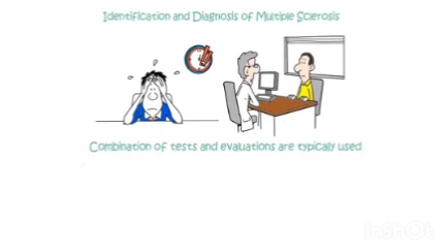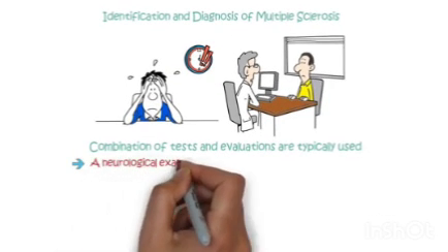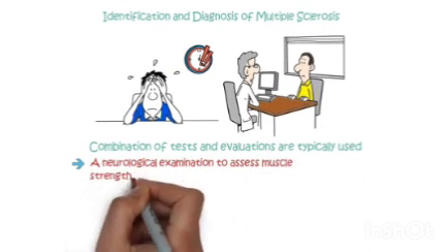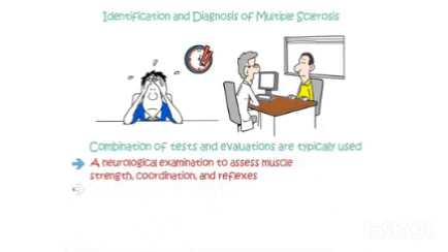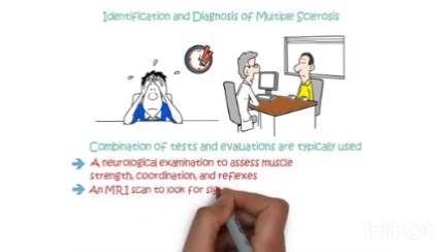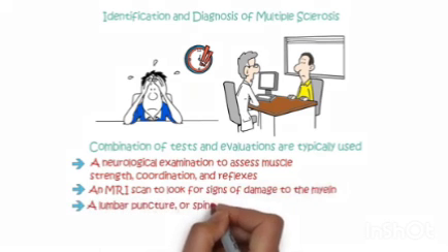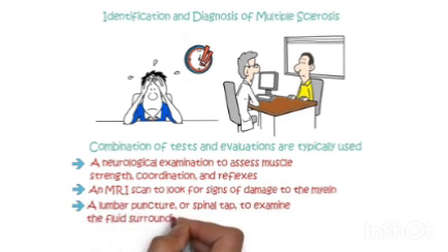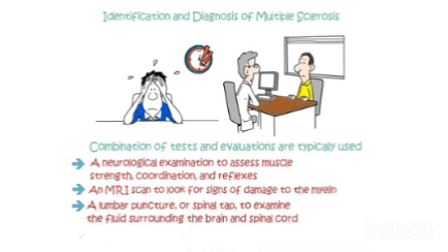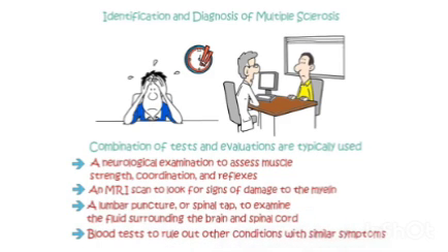These may include a neurological examination to assess muscle strength, coordination, and reflexes. An MRI scan to look for signs of damage to the myelin. A lumbar puncture, or spinal tap, to examine the fluid surrounding the brain and spinal cord. Blood tests to rule out other conditions with similar symptoms.